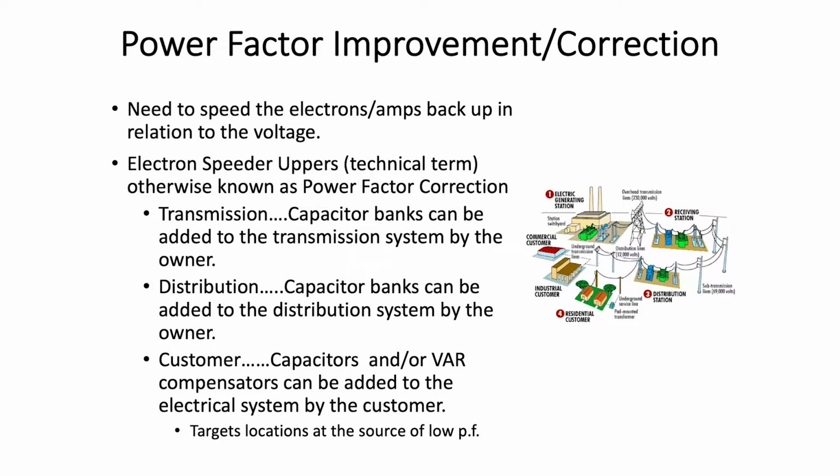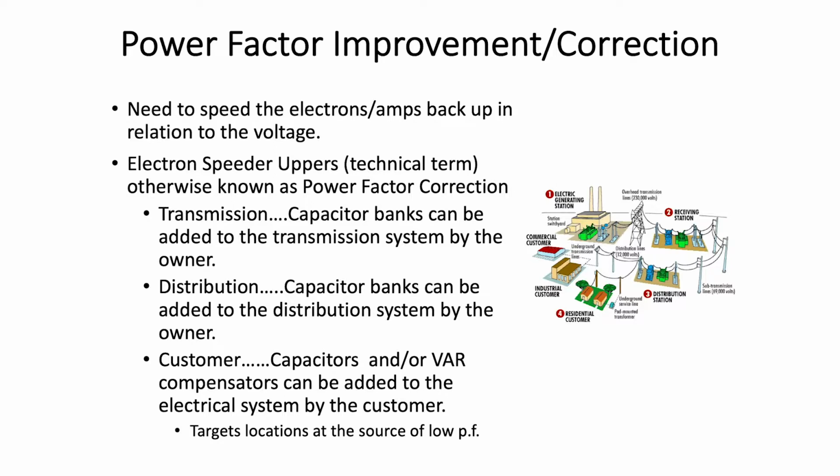Improvement of correction. Okay, we said we've had the amps lag the volts. We need to speed the electrons or amps back up in relation to the voltage. We could put capacitor banks on the transmission system, and some utilities do, to correct in general for that part of the system.